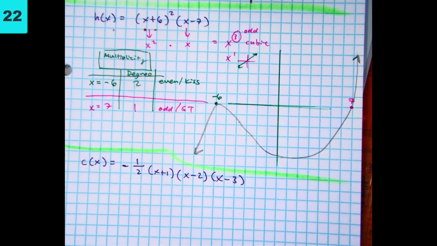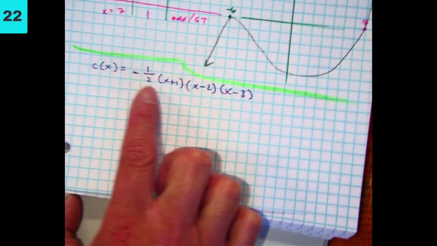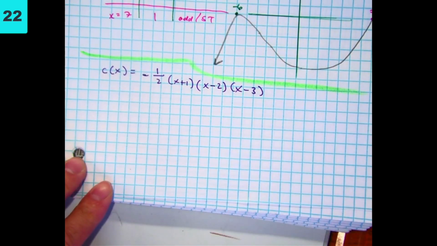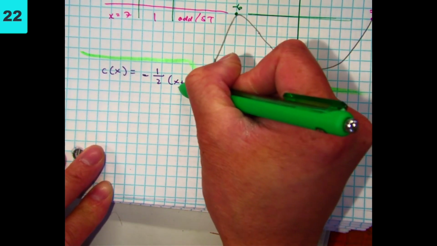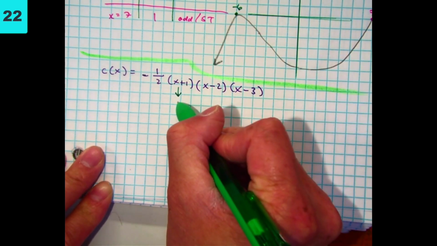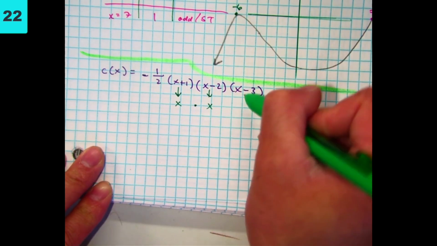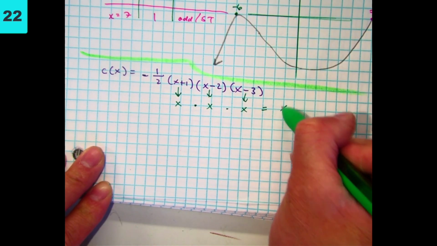Alright, let's go ahead and do this one. So I have c of x equals negative 1/2 times x plus 1, x minus 2, x minus 3. Class, is this factored? Yes. Let's get a basic graph. All of this will give me what? X times, which will give us x to the third.